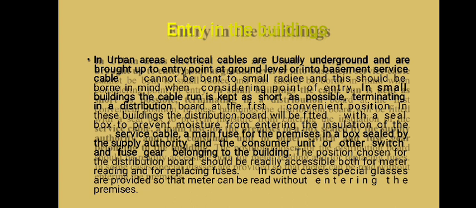In small buildings, the cable run is kept as short as possible, terminating in a distribution board at the first convenient position. In these buildings, the distribution board will be fitted with a seal box to prevent moisture from entering the insulation of the service cable, a main fuse for the premises in a box sealed by the supply authority, and the consumer unit or other switch and fuse gear belonging to the building. The position chosen for the distribution board should be readily accessible both for meter reading and for replacing fuses. In some cases, special glasses are provided so that the meter can be read without entering the premises.